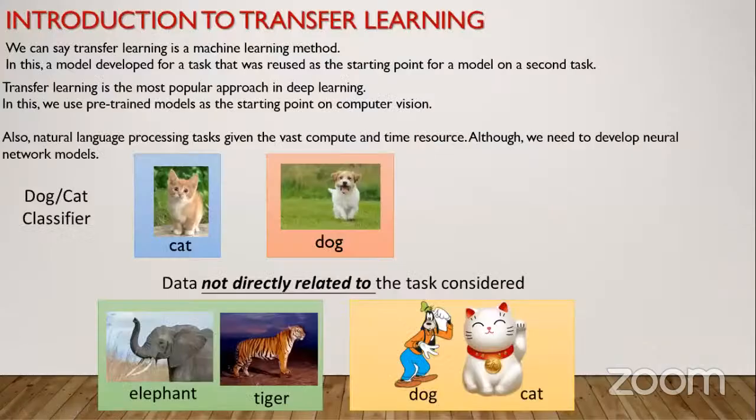So let's take the example of this dog cat classifier, right? We already created a dog cat classifier, but it will not be able to classify an elephant and tiger, or if I give it any cartoon images, it will not be able to do that. But at least if you try to figure out whether there is an image present or not, up to a certain accuracy, it will try to classify things, right? So that could also be possible.